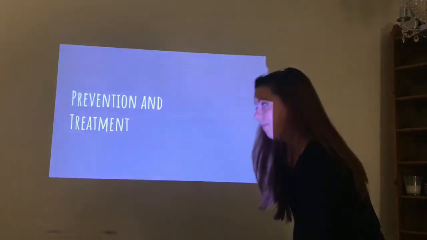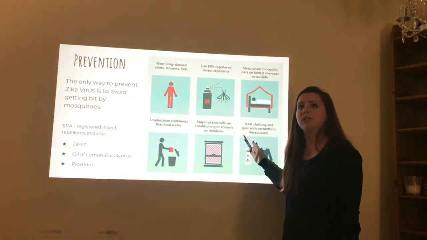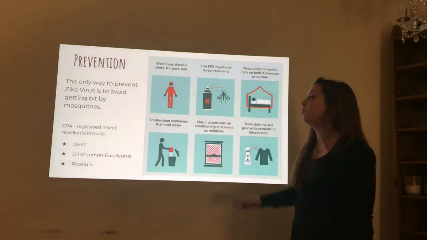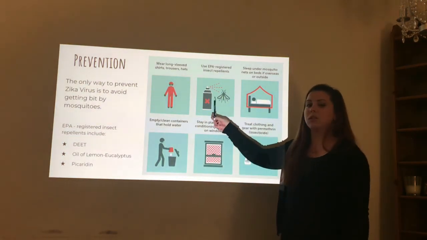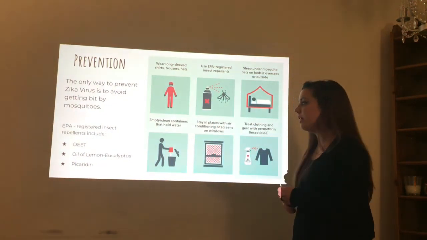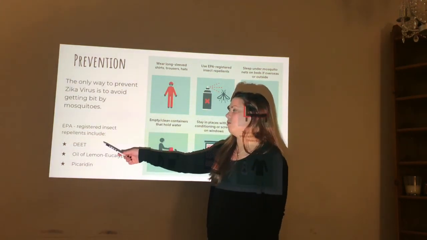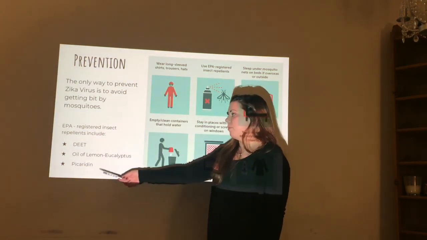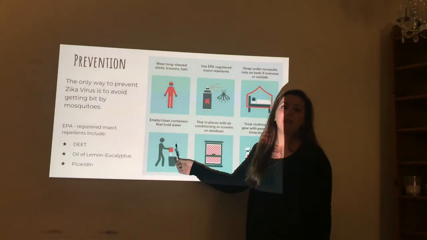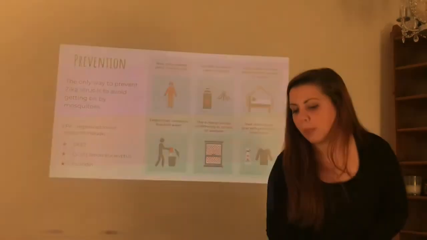Prevention and treatment. Prevention, the only way to prevent the Zika virus from spreading is to avoid getting bit by mosquitoes. One of the main ways is to use insect repellent. EPA has registered insect repellents, and those include DEET, oil of lemon eucalyptus, and picaridin. Also avoid standing in still water, that's where they like to multiply.